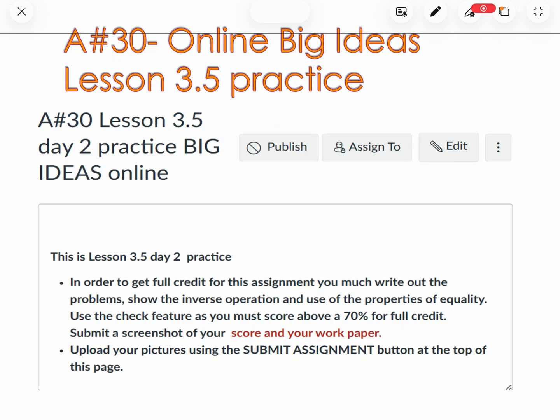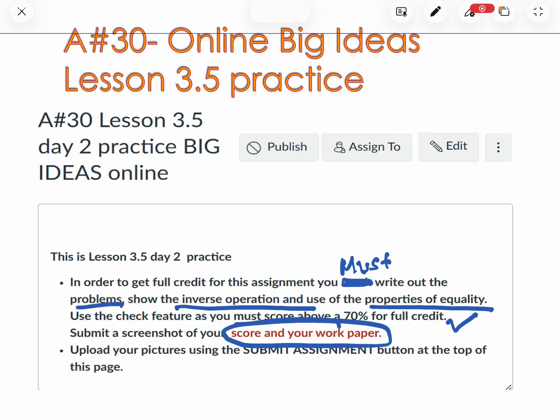Okay, today's assignment is assignment number 30. Now, please note, you must show your work. So you got to write out the problem, show the inverse operation, properties of equalities, and get a 70. You're going to submit 2 things: a work paper and your score, and that is due by the time I see you on Thursday. We have 12 minutes left.